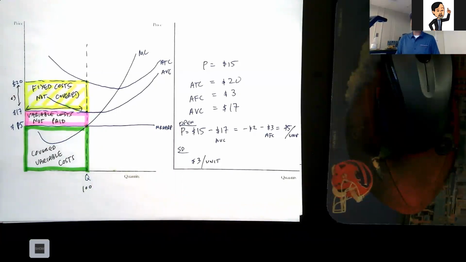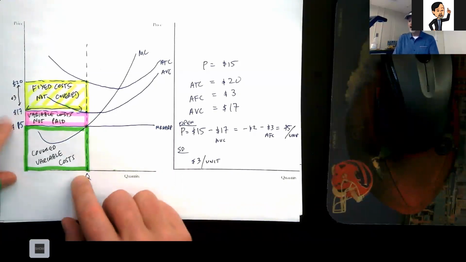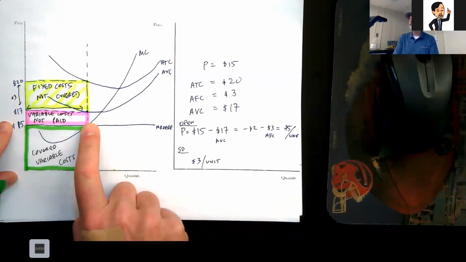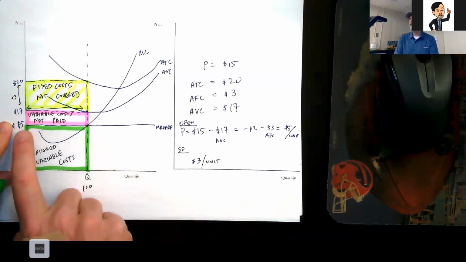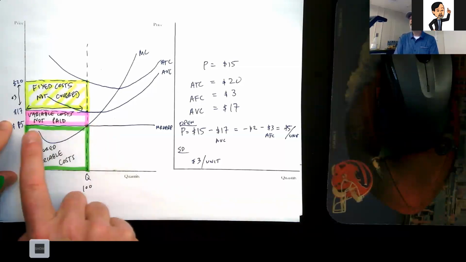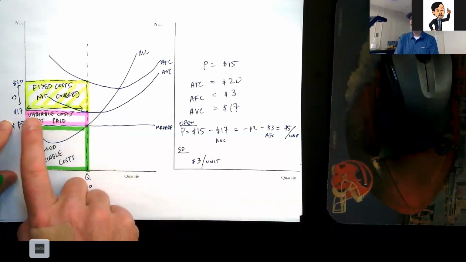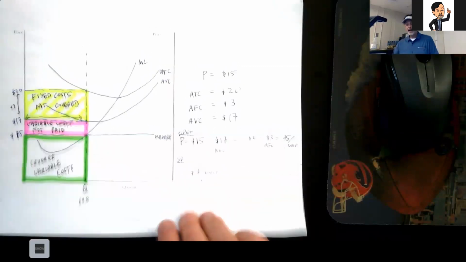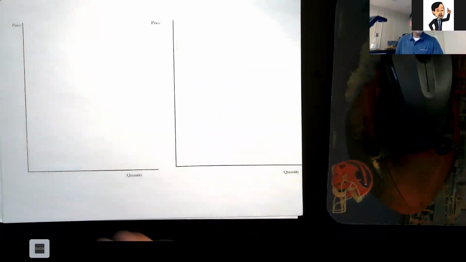How much variable cost did we not pay for? What is the total value of variable cost that didn't get paid for? 200. It's the $2 between 15 and 17 times the 100 units. Base times height. It does, doesn't it? It's weird. It's very weird. Okay, so there are your shutdown scenarios.